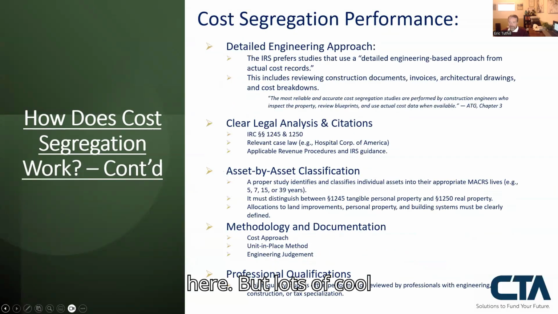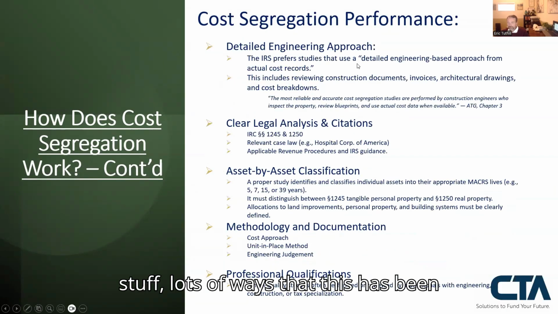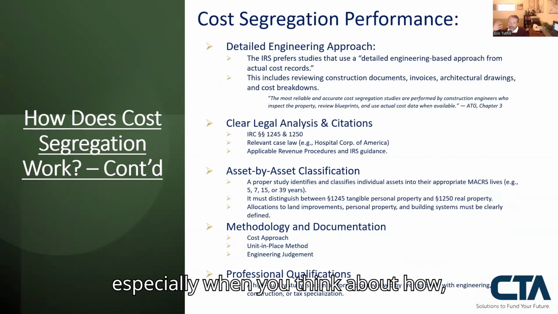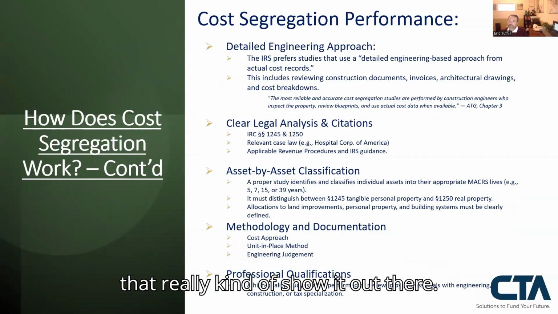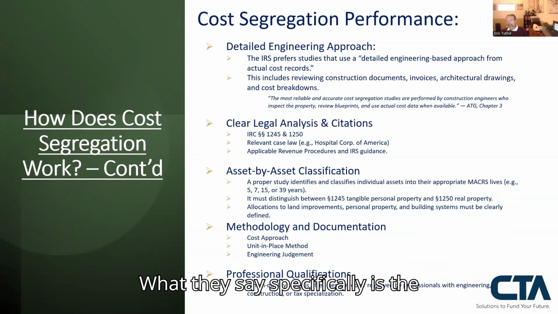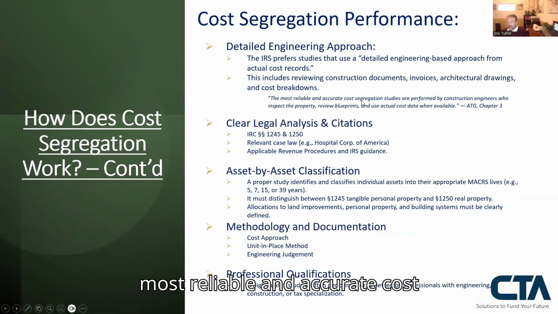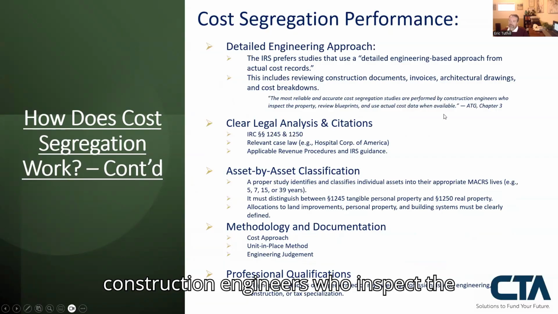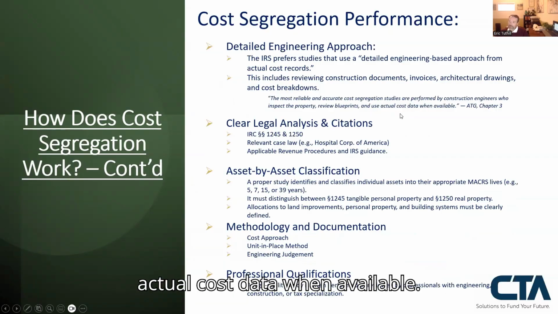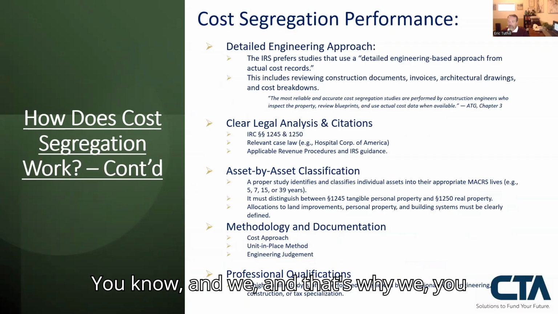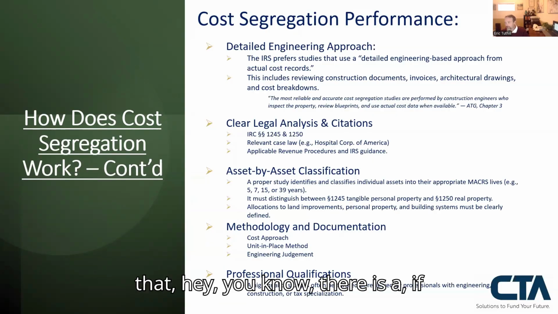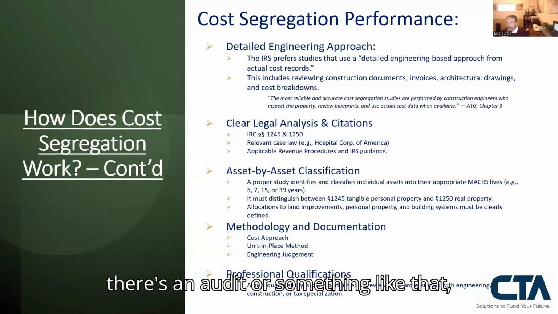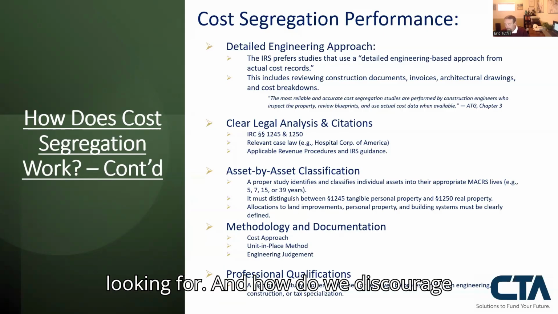But lots of cool stuff, lots of ways this has been reinforced over the time period, especially when you think about the audit technique guides. What they say specifically is the most reliable and accurate cost segregation studies are performed by construction engineers who inspect the property, review blueprints, and use actual cost data when available. That's part of the reason why we employ actual engineers through this whole process: if there is an audit or something like that, we want to make sure that what we're doing is hitting exactly what they're looking for.